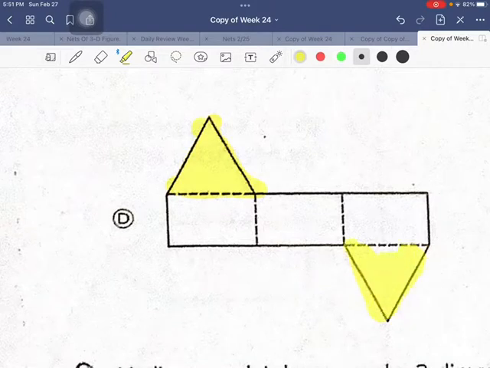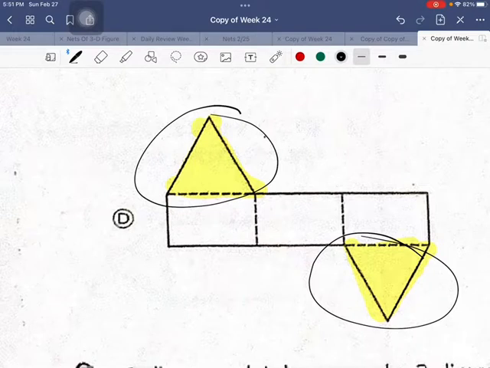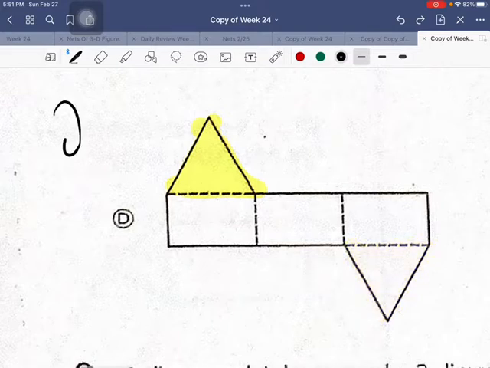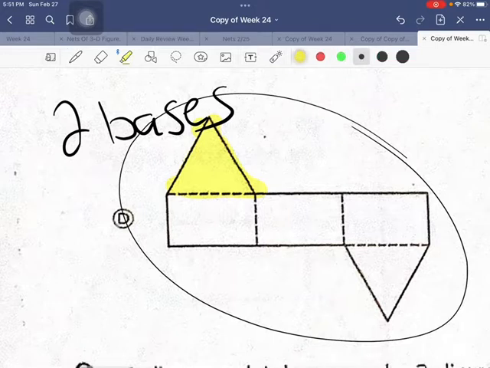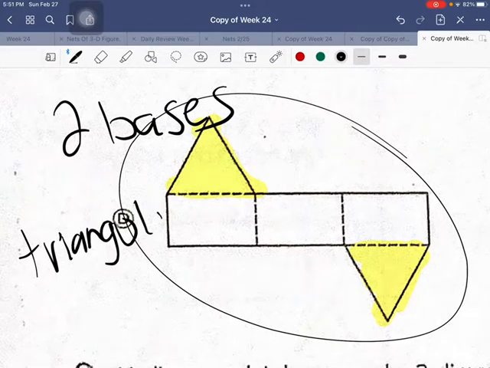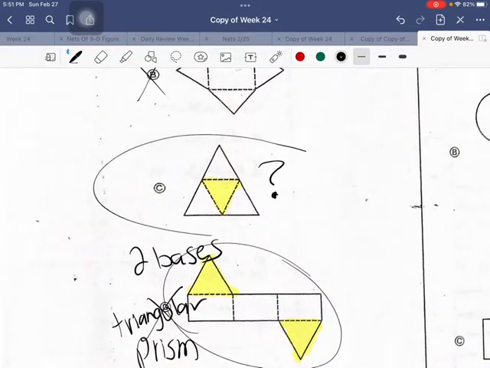What would be different with this one? If it has two triangles, this is the lesser shape, the lesser amount of shapes. So this is the base, but it has two bases. If it has two bases, what is this? Yes, correct. This would be a triangular prism, not a pyramid. So this is wrong, and the correct answer is letters.